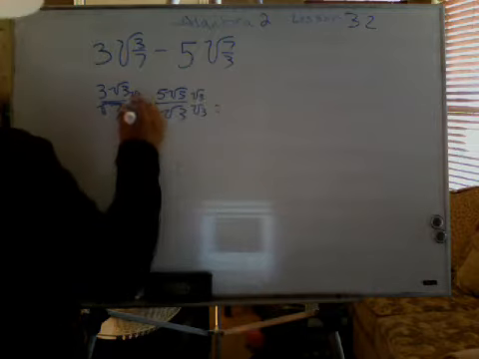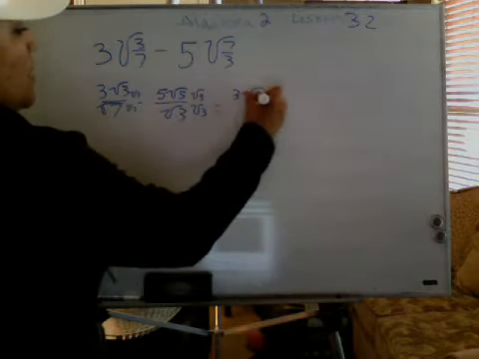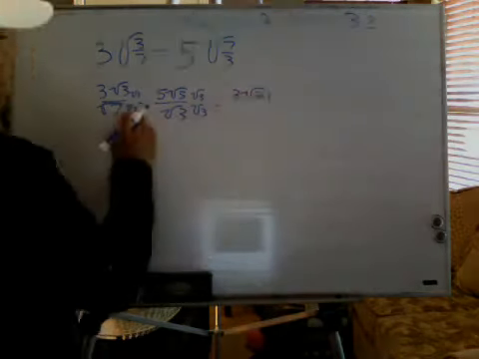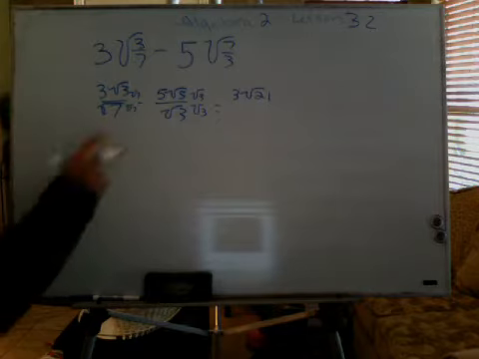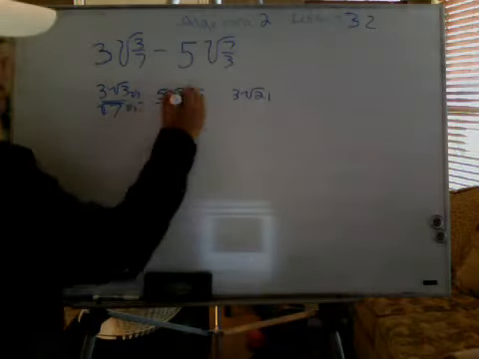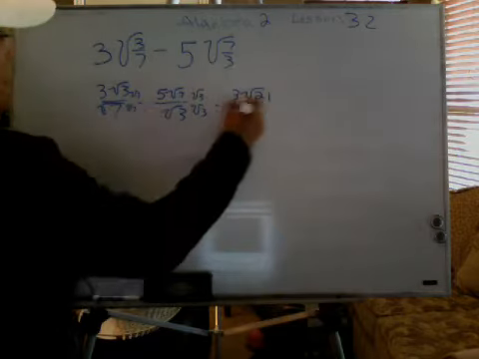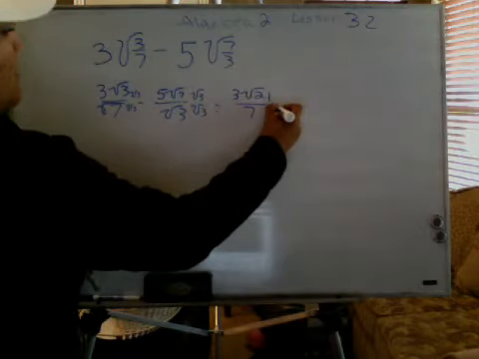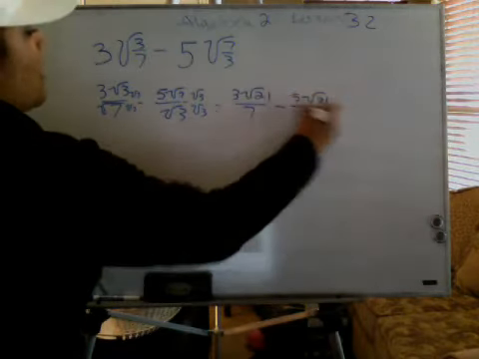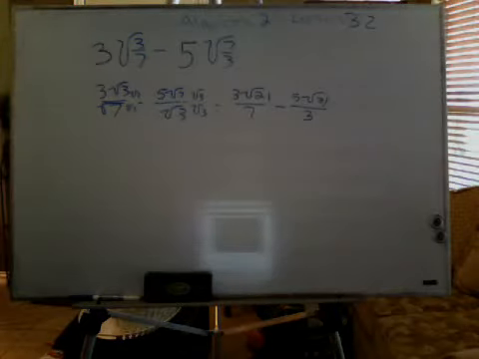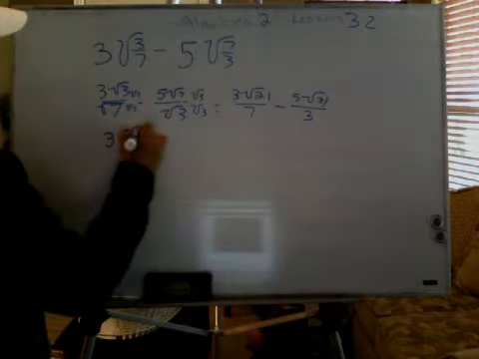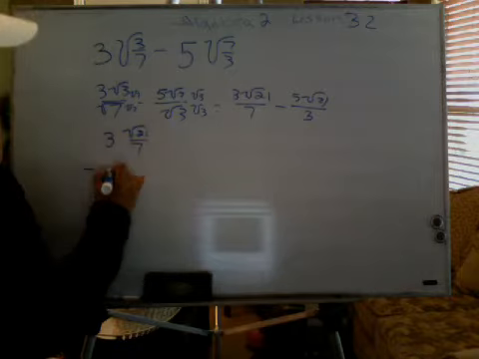So I get 3 square root of 21. Oh, sorry. Is that right? Did I write the right numbers? Oh, this is a 7 in here. Okay. Over 7 minus 5 square root of 21 over 3. So now I have to have what? A common denominator. And I'm going to write this vertically.